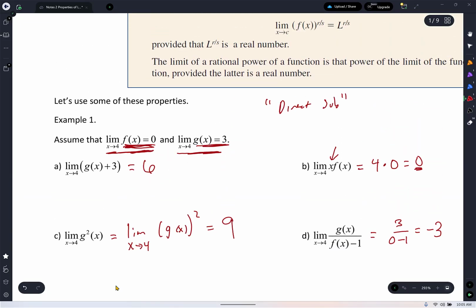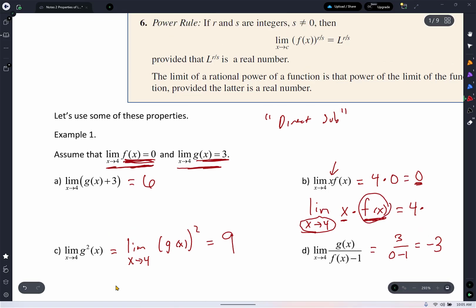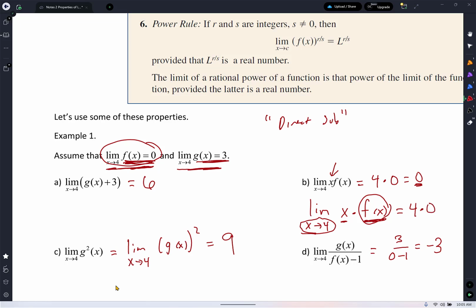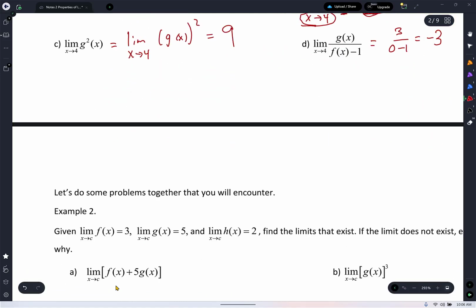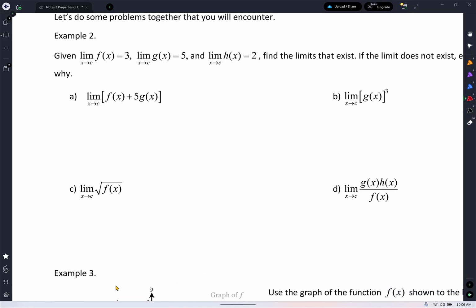This one says x times f of x. I can rewrite it. Limit as x approaches 4. This will become easier to understand once we start talking about the general rules of limits. So I have some function and I'm multiplying it by x. Well, what is x approaching? So I'm just going to go 4 times. But f of x as x approaches 4 is 0. So it's just like 4 times 0. Let me know, I could always explain it differently. We're just using the properties. That's all we're doing, guys, if applicable.